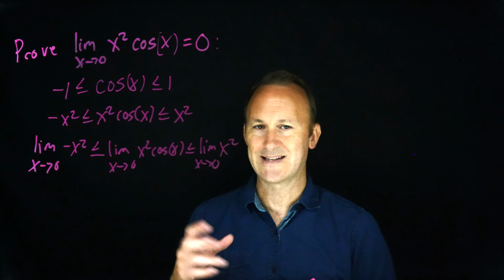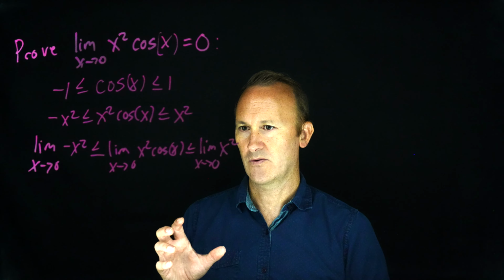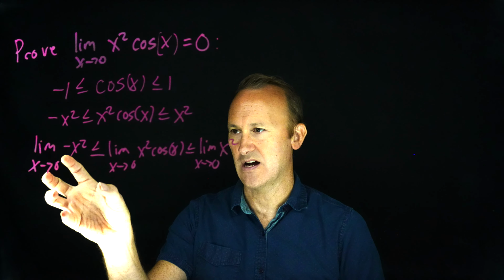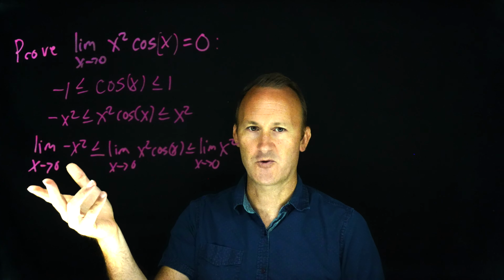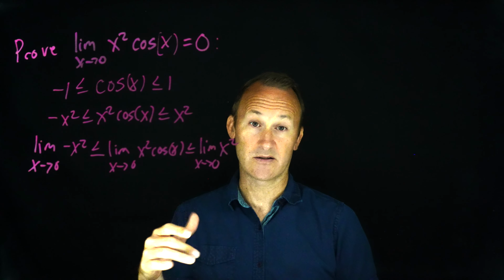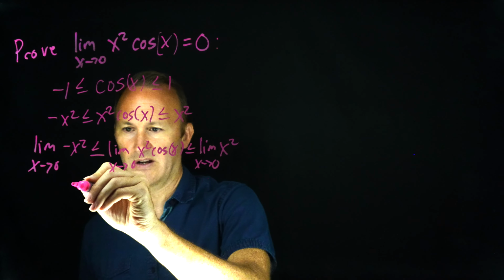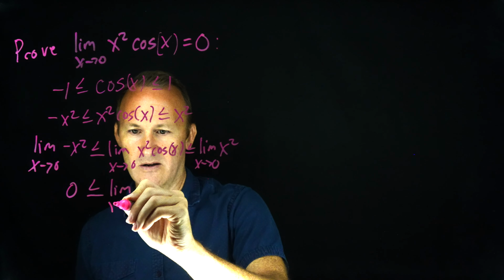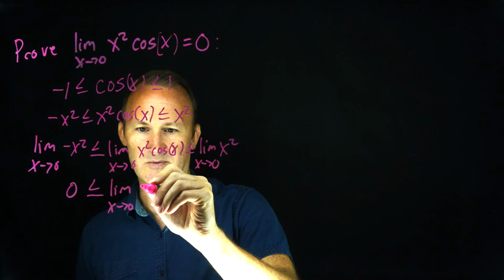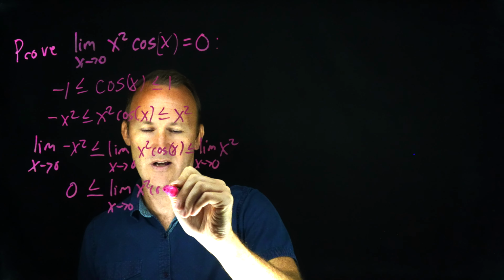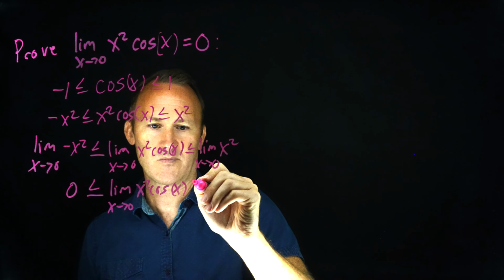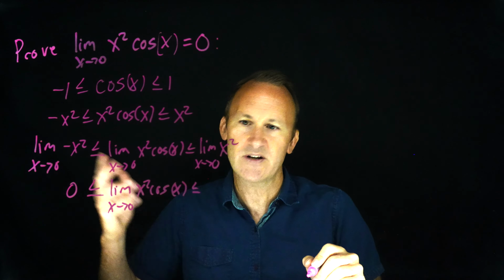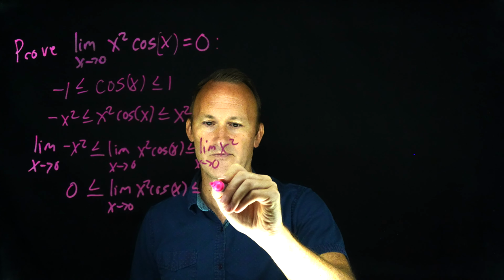Taken all together, it should be clear on the left side: negative x squared, as x goes to 0, you can plug it in, it's continuous, it's just 0. So you've got a 0 here. Let's leave the middle, which is what we're trying to figure out, the limit as x goes to 0 of x squared cosine x. And on the right side, we also get 0, because x squared is continuous, you plug it in, you get 0.